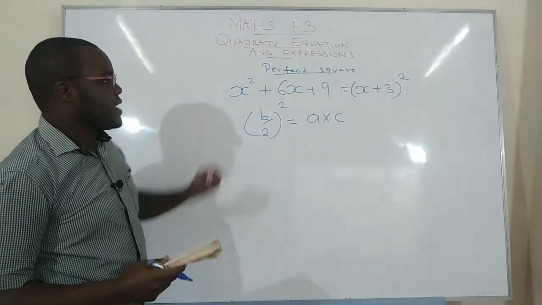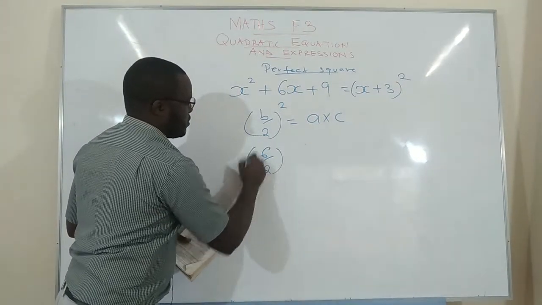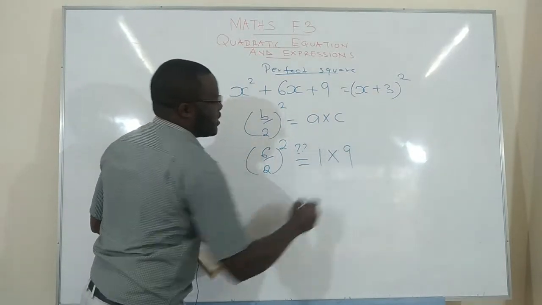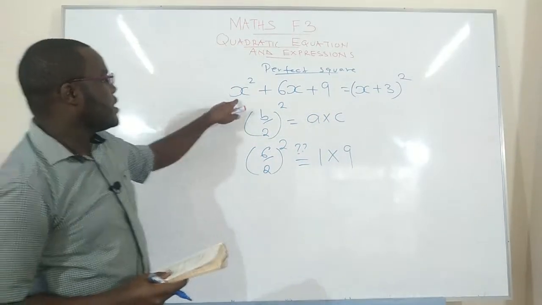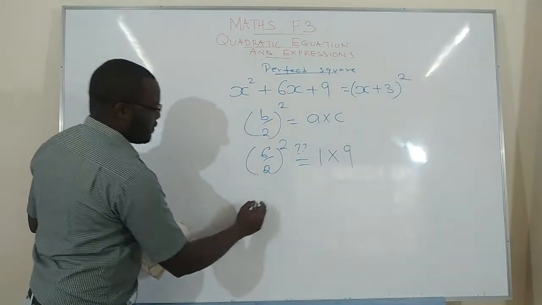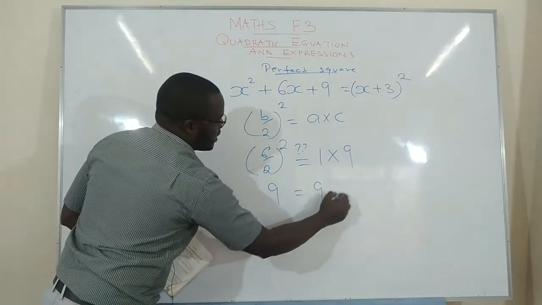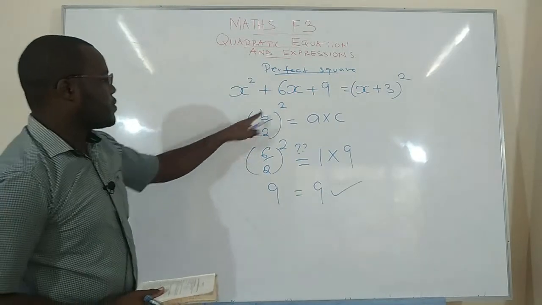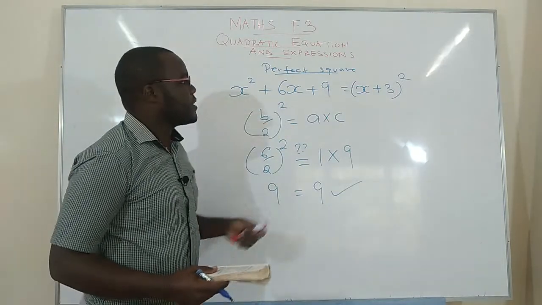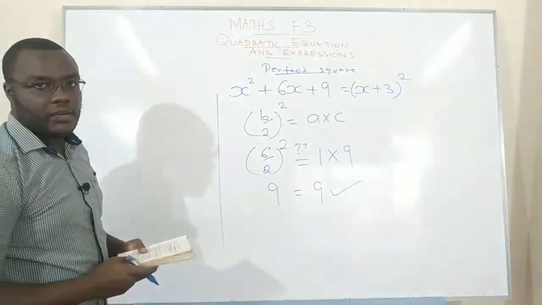Let us try, for example, here. You take the value of b, which is 6, all over 2, squared. Is it equal to 1 times 9? If the answer is yes, then this is a perfect square and we can proceed to write it as this. So this will give us 3 squared, which is 9, which is equal to 1 times 9, which is 9. Therefore, since b all over 2 squared is equal to a times c for this case, then this quadratic expression is a perfect square.